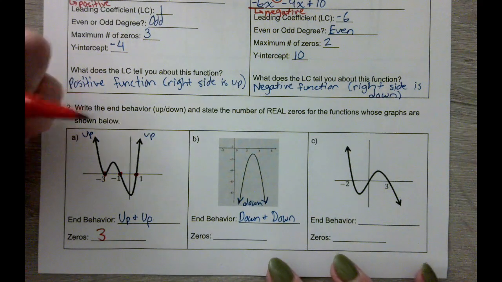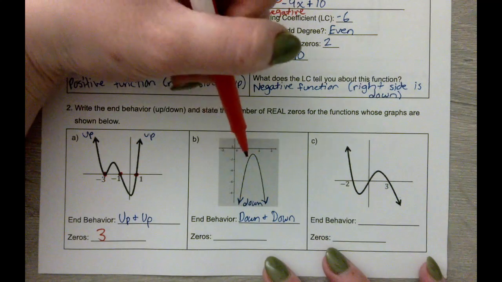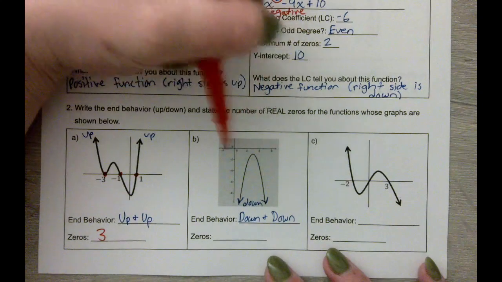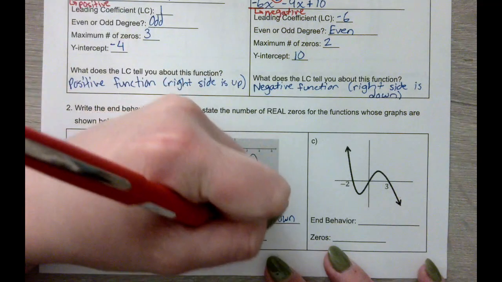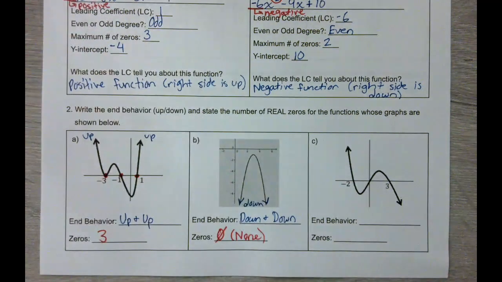Okay. Zeros. If we look, we notice that this graph is completely below the x-axis and it never touches it. So we actually have no zeros. So you can write either 0 or none.